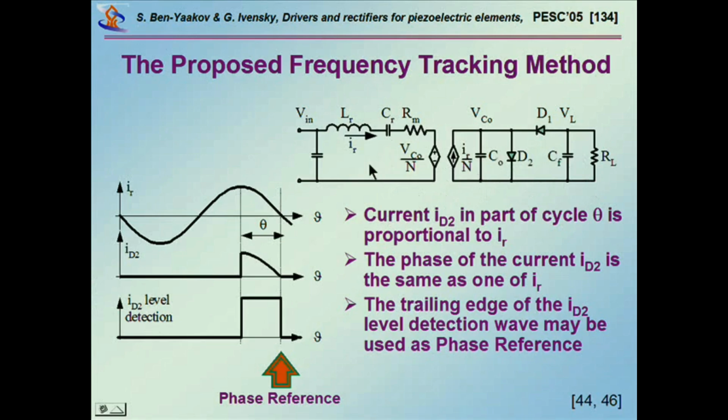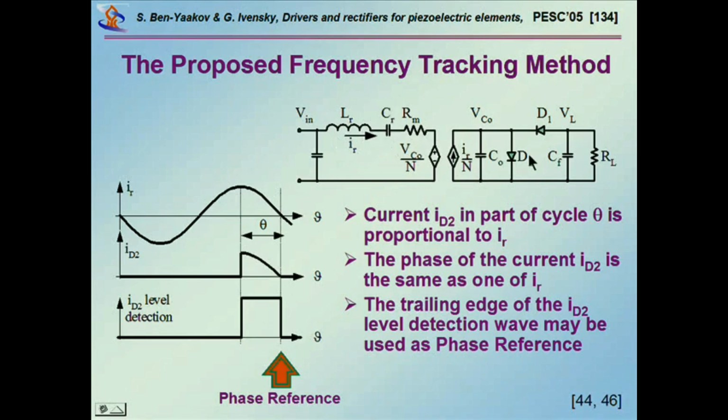Now, as it turns out, the optimum point is basically when this branch here is in resonance. But this is the mechanical branch. You don't have access to it. You cannot get into it.